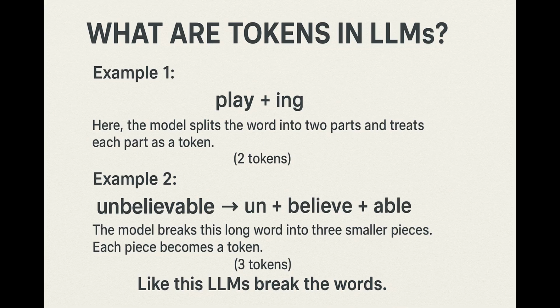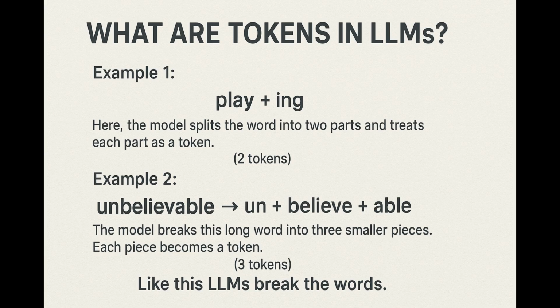What are tokens in LLMs? Tokens are simply small pieces of text. A token can be a whole word or a part of a word, a subword, or even punctuation. LLMs don't read text like humans. They break everything into tiny pieces called tokens, so the model can process language efficiently.